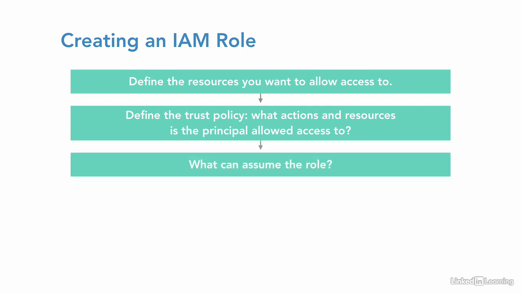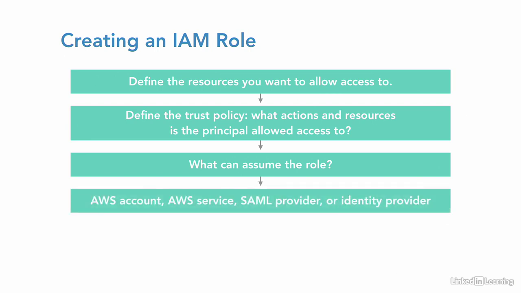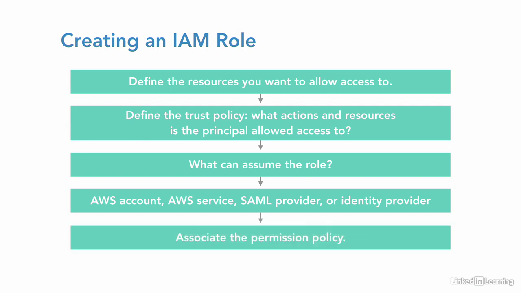Is it a particular user? Is it a particular EC2 instance, for example? Is it somebody that's authenticating from outside of AWS? Is it somebody that's authenticating using Facebook, some external identity provider? Once we decide on all of these conditions, we can associate the permission and policy with the appropriate AWS account or service or identity provider.